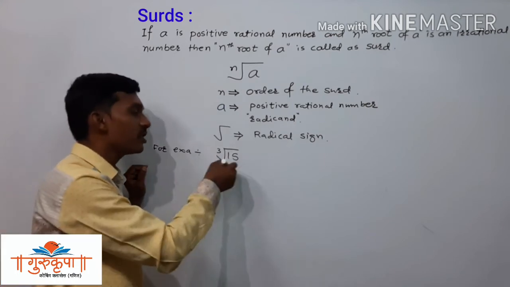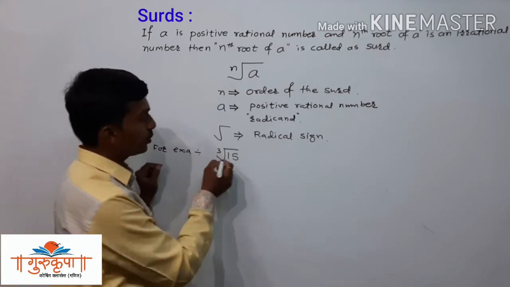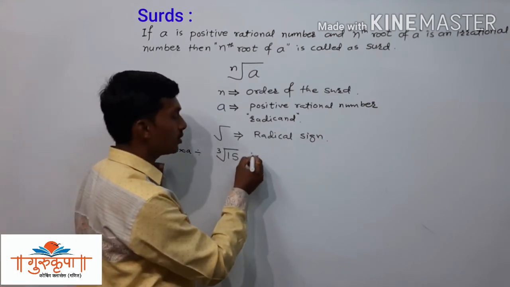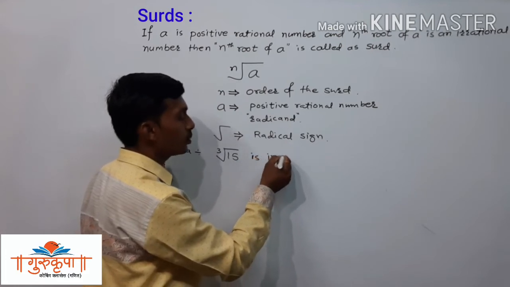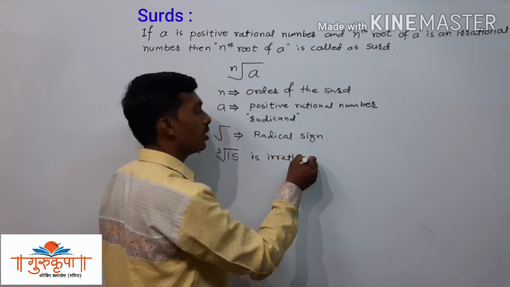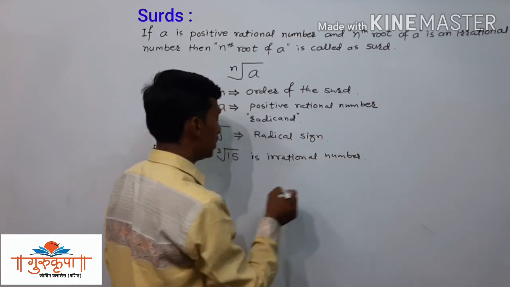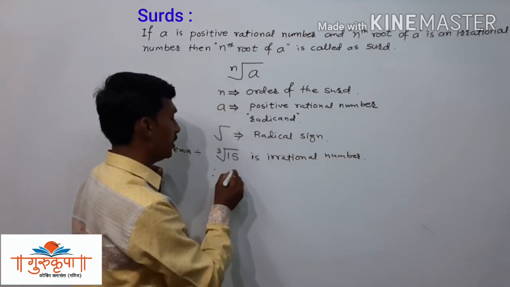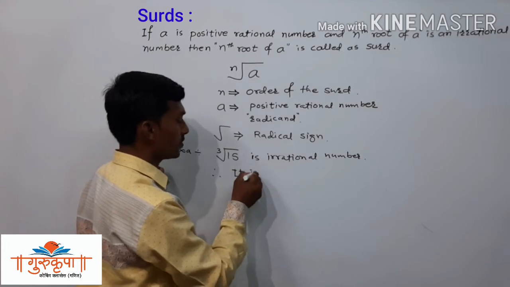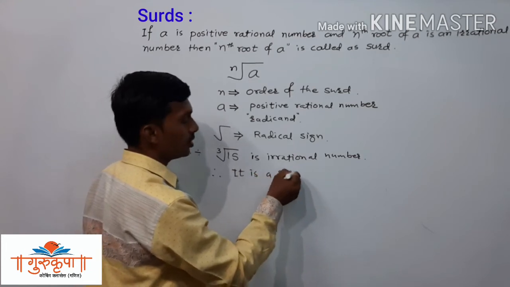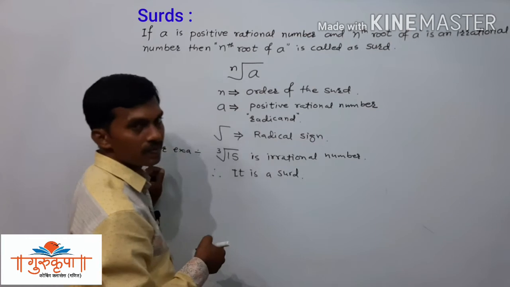And if it is irrational, then it is a surd. Cube root of 15 is an irrational number. Therefore, it is a surd.